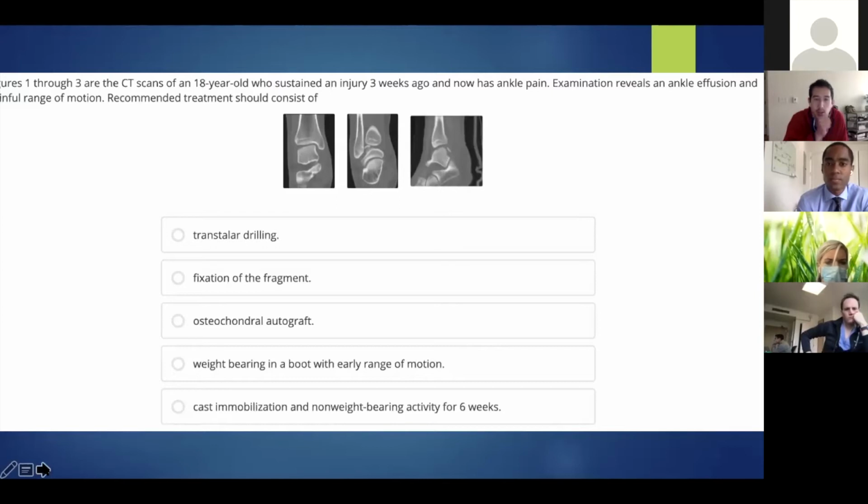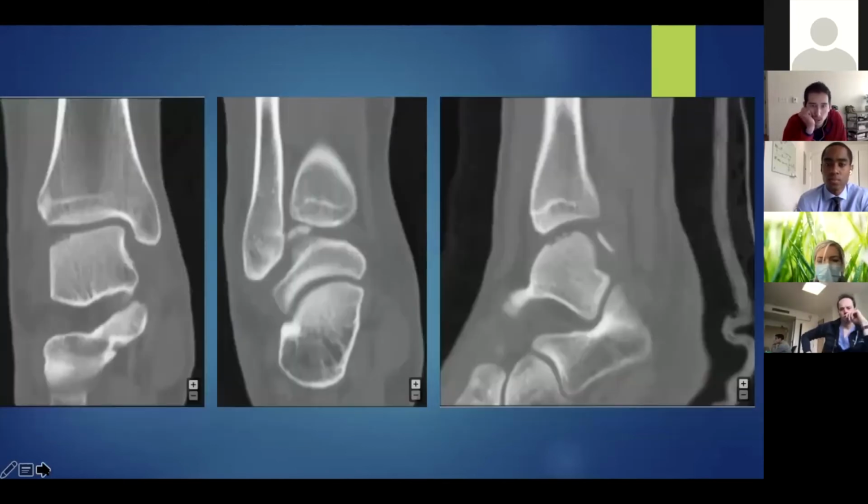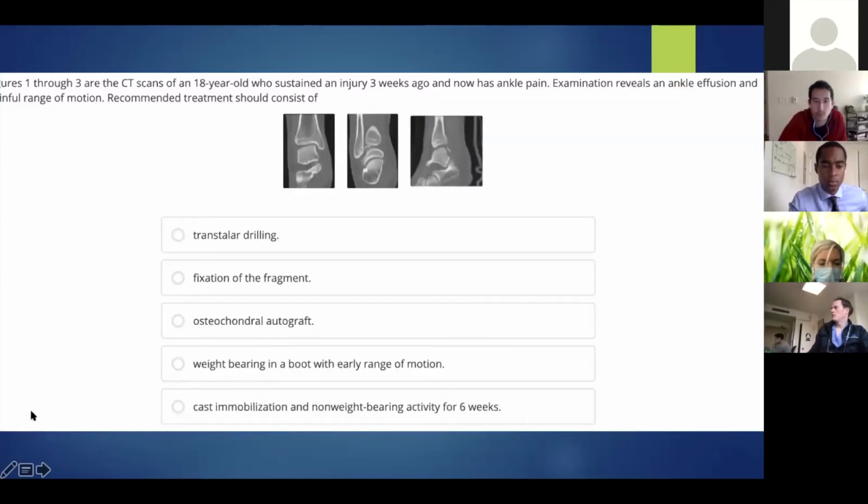We can go to the CTs. What do you see there? It looks like there is an osteochondral lesion on the lateral talar dome, at the shoulder region. And there's a displaced fragment in the joint. Right. So with a displaced fragment, what do you think you are going to do? Your options are to either resect it or fix it, because you don't want that thing floating around in the joint. So you need surgery, not weight bearing or cast. Yep, not either of those.